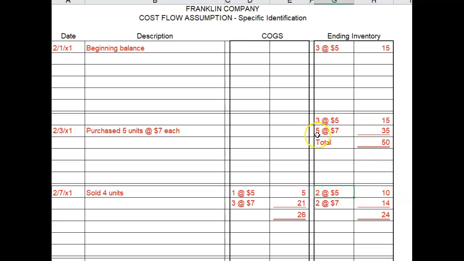We had 5 units available in the $7 layer. We took the cost of 3 of those units out, leaving 2 unsold at $7, which is $14. The cost of the inventory after the February 7th sale then is $24. And cost of goods sold plus ending inventory is $50. That does equal goods available for sale immediately before the sale.